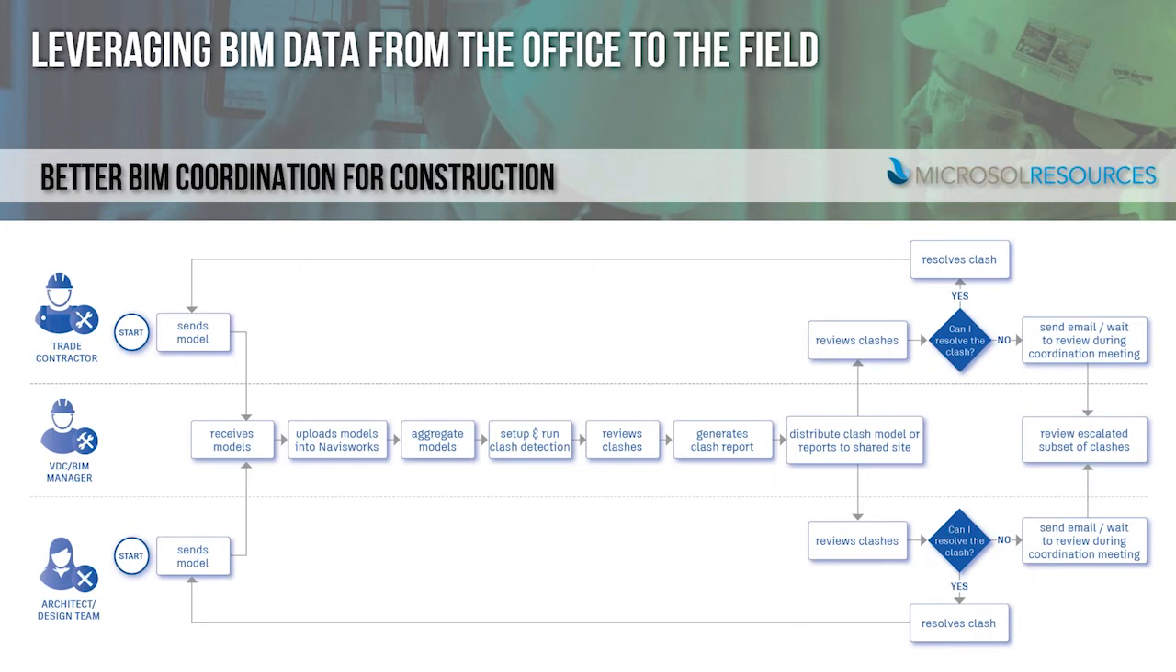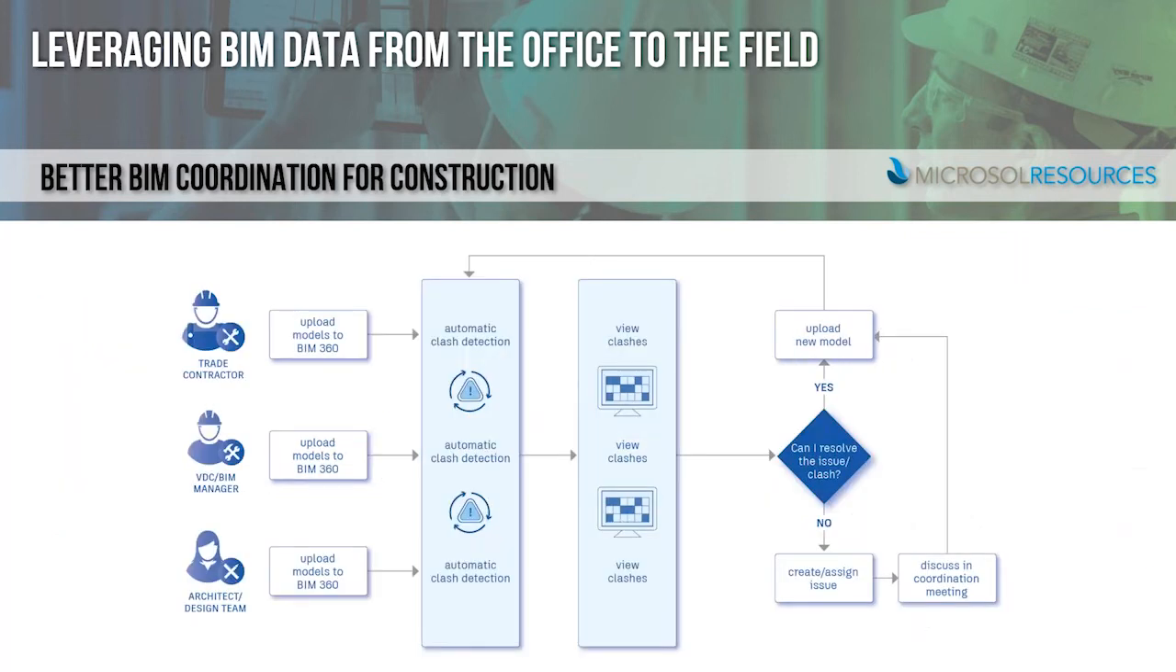As you can see in this graphic, due to the siloed nature of how typical coordination is performed, there is a lot of lost time and money due to one individual being responsible for things such as gathering the data from each discipline, uploading it into their software, aggregating it, running clash detection, identifying the issues, manually assigning ownership, then distributing the clash model reports, and then going through this process over and over and over again until resolution is reached.